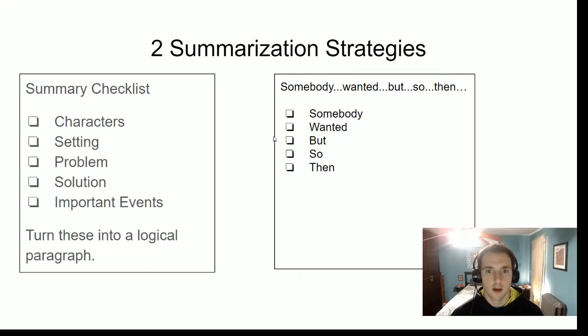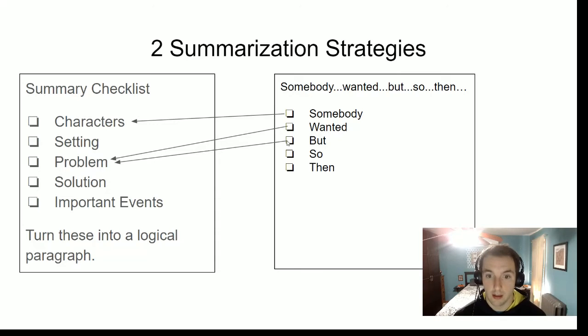Now I wanted to show you that these two strategies, although different, they connect. The somebody from somebody wanted but so then connects directly to the characters, making sure that we find who the story or the summary is going to be about. These two pieces together, the wanted and the but, that is the problem. What they want and why they can't have it, that's the wanted and the but. This is where it gets a little messy. The solution will often come from the so, what they tried to do, and then the result of what happened.